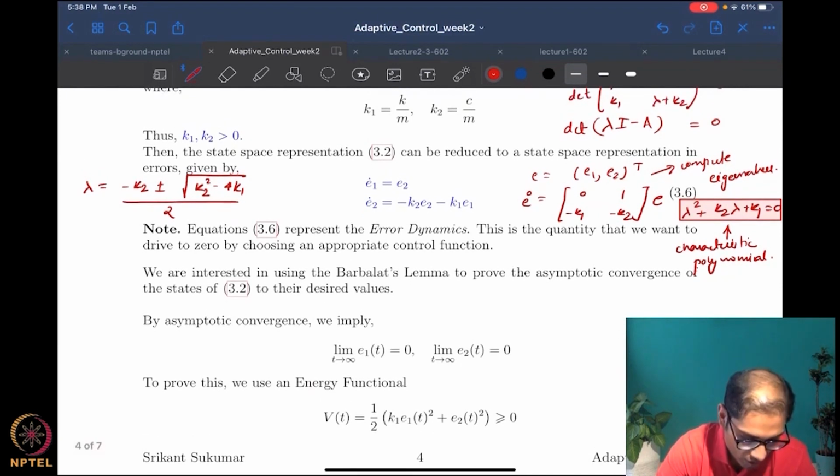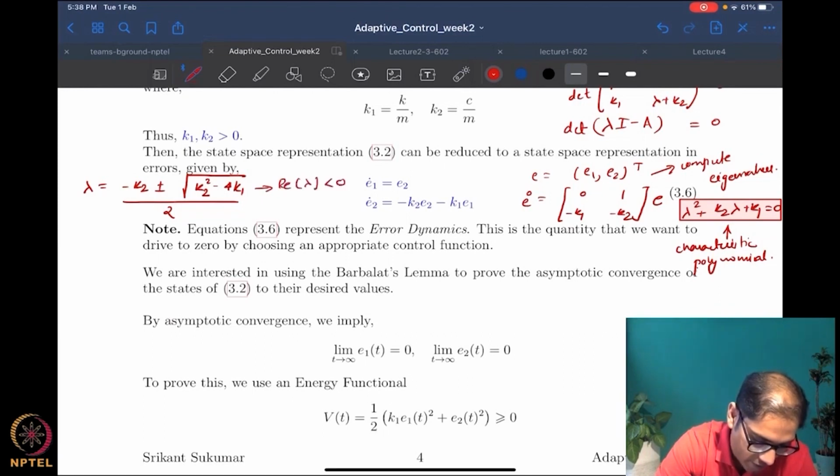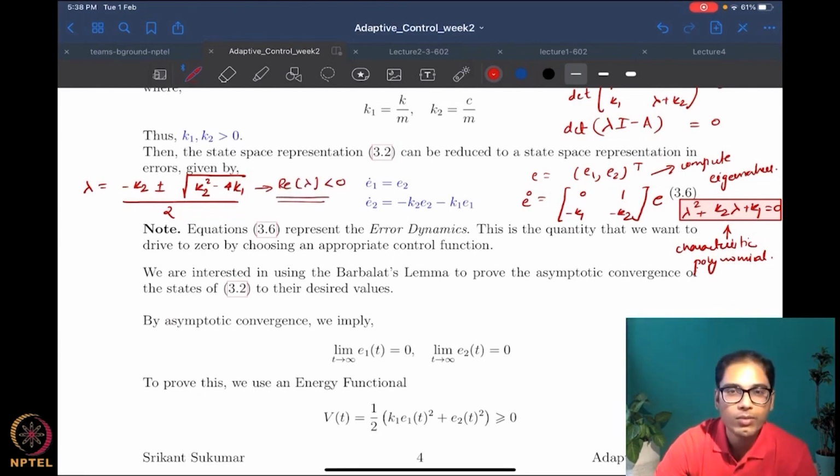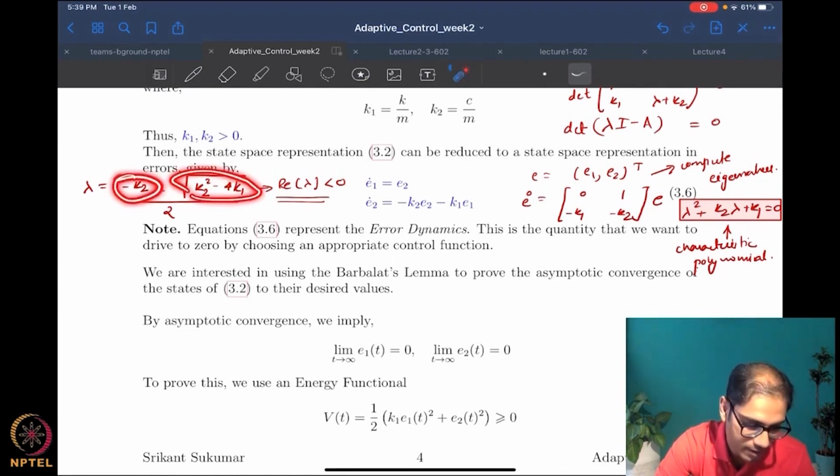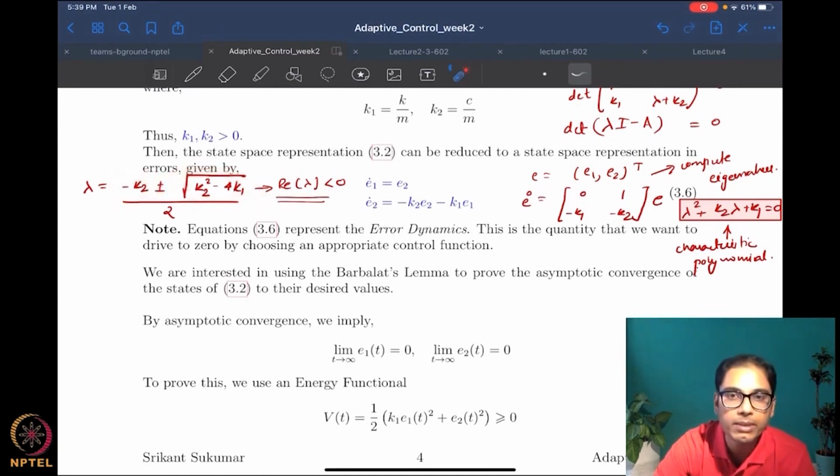Now depending on what k2 and k1 are, you will get different roots, but the key thing to remember is that the real part of lambda is always negative here. Why would the real part of lambda always be negative? I know that because this quantity in the bracket, that is this guy, is always less than this guy. Because this is less than this, the real part of lambda will always be negative.